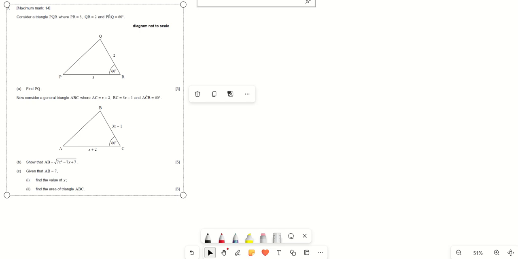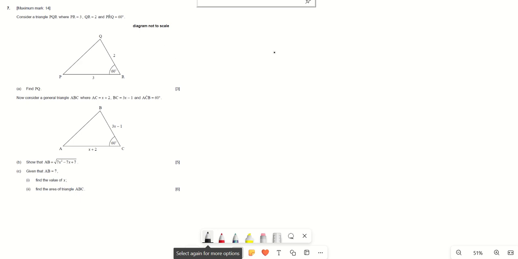Question 7. So we have a triangle here, and the length of PR is 3, the length of QR is 2, and also we have an angle here of 60 degrees. And in A we have to find the length of PQ.